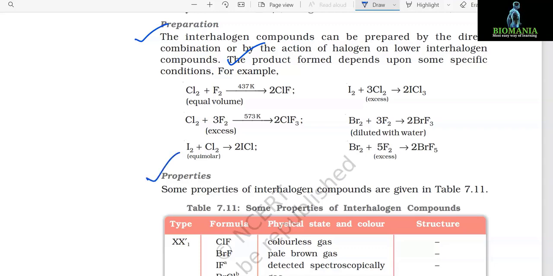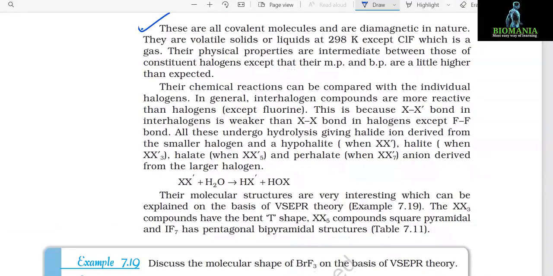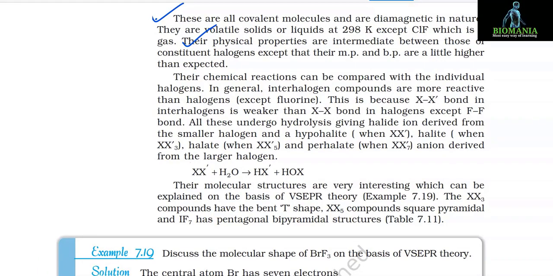Properties. Some properties of interhalogen compounds are given in table 7.11. These are all covalent molecules and are diamagnetic in nature. They are volatile solids or liquids at 298 K except ClF. Their physical properties are intermediate between those of constituent halogens, except that their melting and boiling points are a little higher than expected. Their chemical reactions can be compared with the individual halogens. In general, interhalogen compounds are more reactive than halogens, except fluorine. This is because the XX' bond in interhalogens is weaker than the XX bond in halogens, except the FF bond.